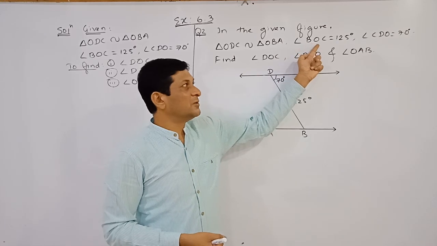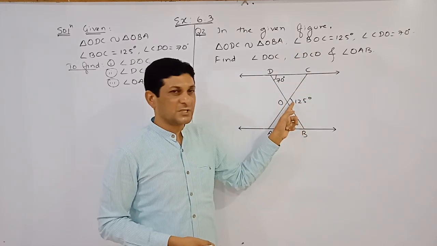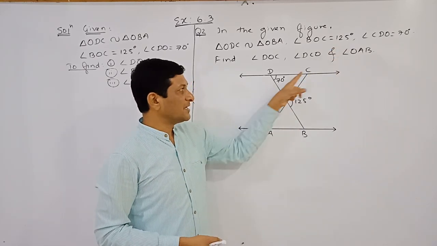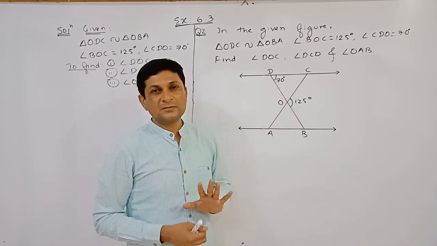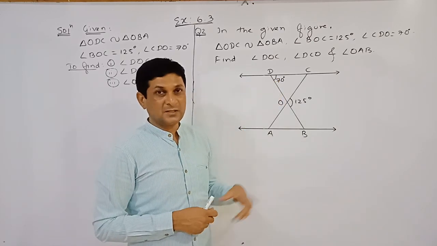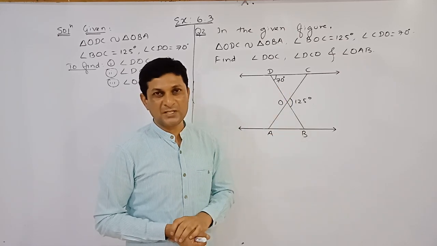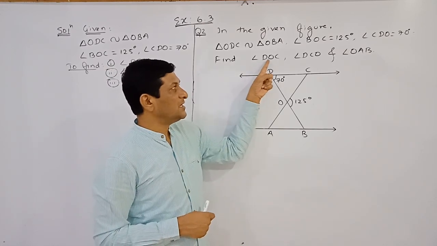Again, angle BOC is equal to 125 degrees. Already we have shown it in the figure. Angle CDO is also equal to 70 degrees. These are the two given angles, and the very important condition is that these two triangles are similar. Using these conditions, first we have to find angle DOC.